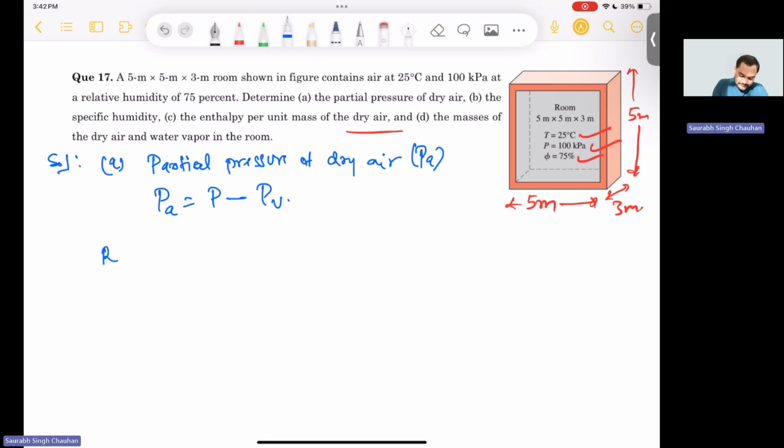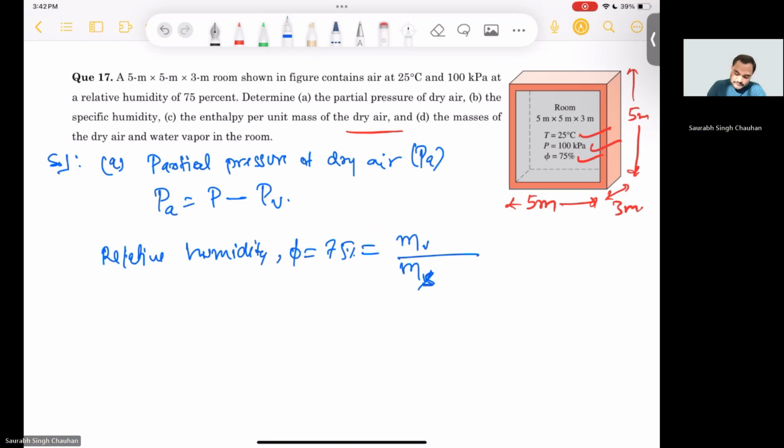Relative humidity is given as 75%, and relative humidity is defined as the actual mass of water vapor present in the moist air divided by the maximum mass of the water vapor that can be present. In terms of pressure, you can write it as partial pressure of water vapor divided by saturation pressure at the given mixture temperature.